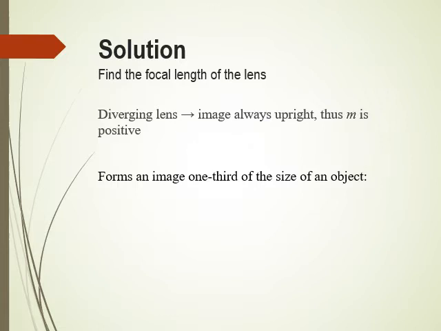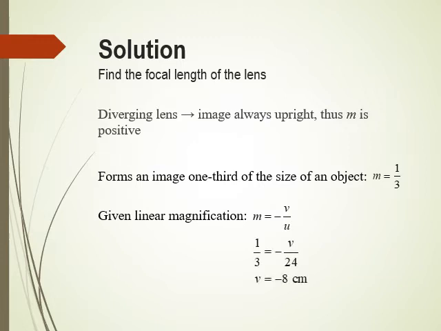So based on the term diverging lens, we know m is positive, and therefore we have m equals positive 1/3. Now that you have m equals 1/3, let's substitute it into the equation of linear magnification. Given linear magnification, m is equal to negative v over u. Substitute m equals 1/3 and u equals 24 into the equation. You will then get v equals negative 8 cm.